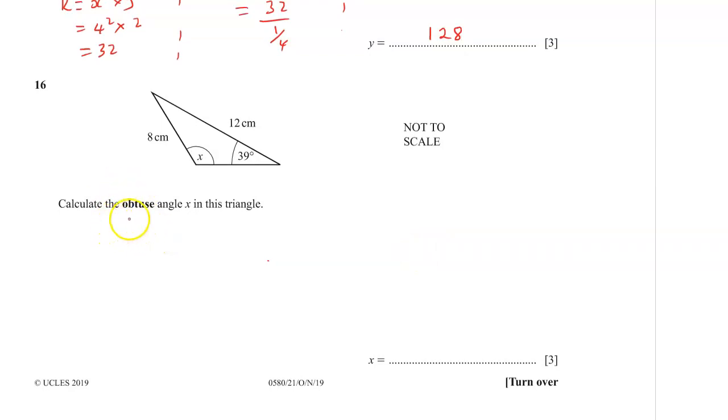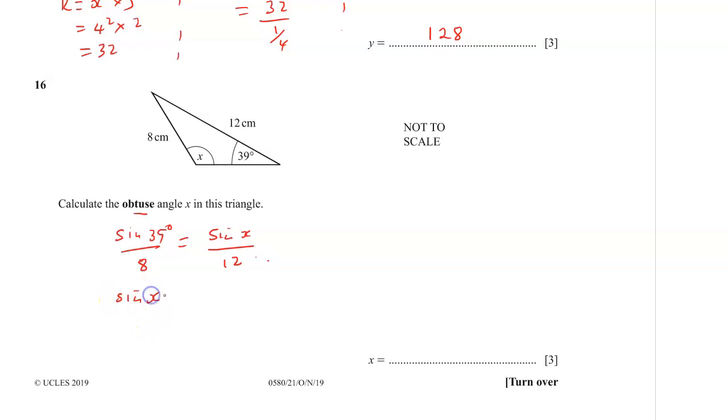Calculate the obtuse angle x in this triangle. Therefore, you can use the sine rule. So sine 39 degrees upon 8 is equal to sine x upon 12. And of course, you can multiply both sides.